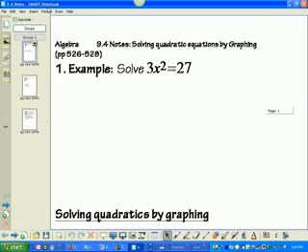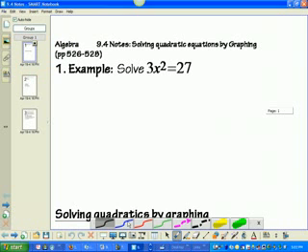Okay, we're going to look today at solving quadratic equations by graphing. Most of what we're going to do today we're going to use technology, although as we do it, you're going to see most of what we're going to do today you could do by hand. First off, solving 3x squared equals 27.